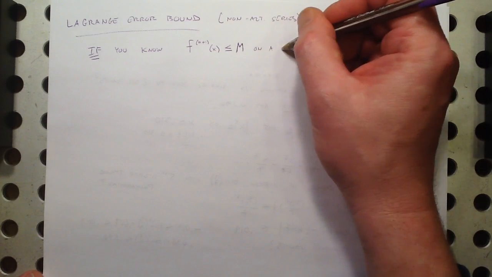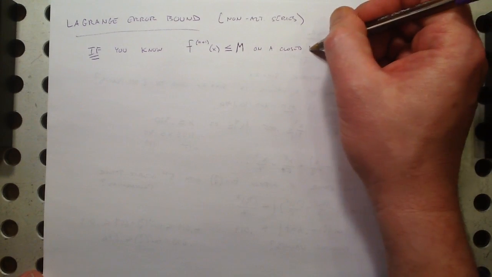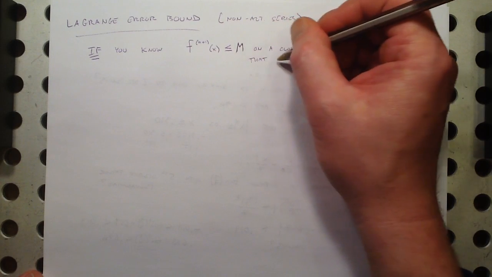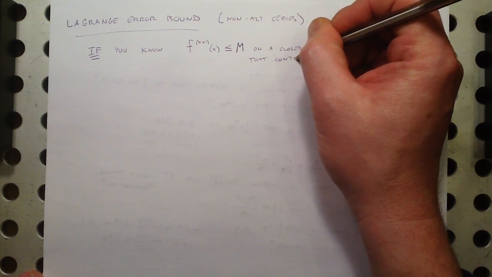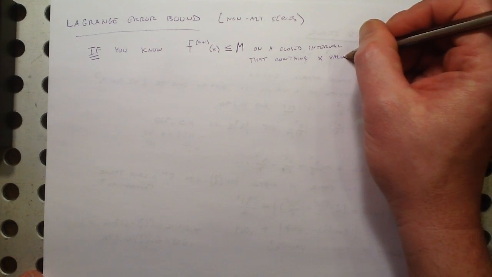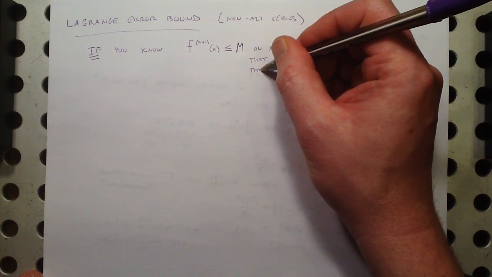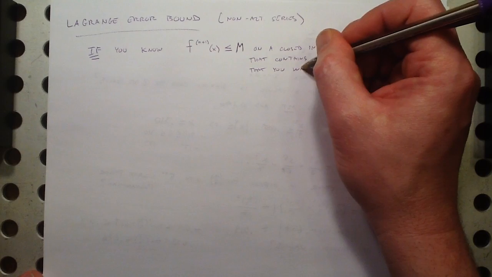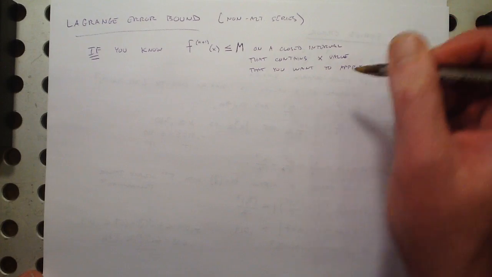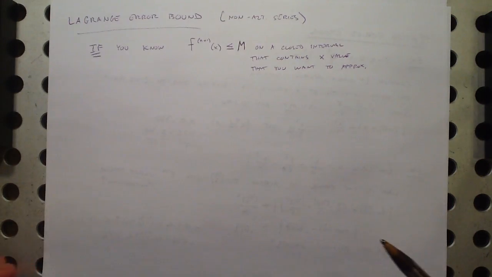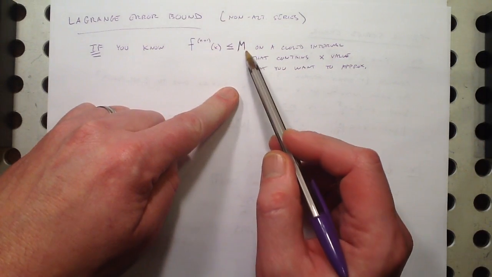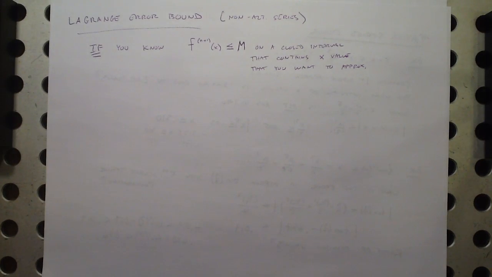on a closed interval that contains the x value that you want to approximate. So that just means that this would have to be true. If you're trying to approximate at x equals 2, then you'd have to know that this was true on some closed interval that included 2. That's all that means.